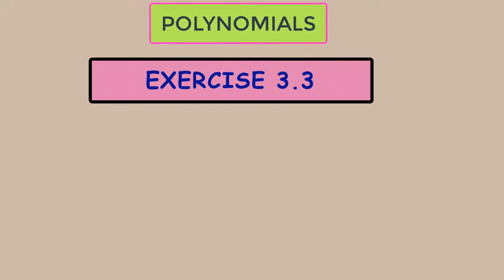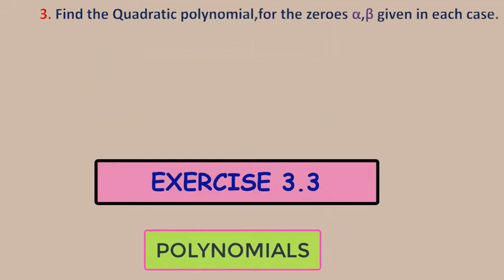We are discussing 10th class maths third chapter polynomials. So as part of this video, we are going to discuss the solutions of third bit problems in exercise 3.3. The third bit is given as: find the quadratic polynomial for the zeros alpha, beta given in each case. So here in this problem we will be given the zeros of a quadratic polynomial, and using those zeros we need to find that quadratic polynomial.